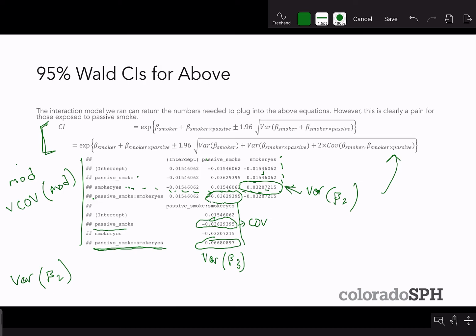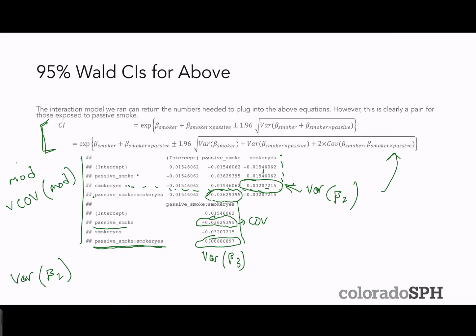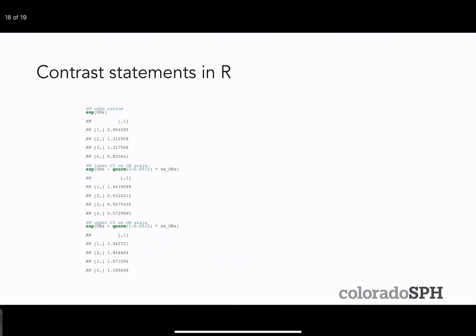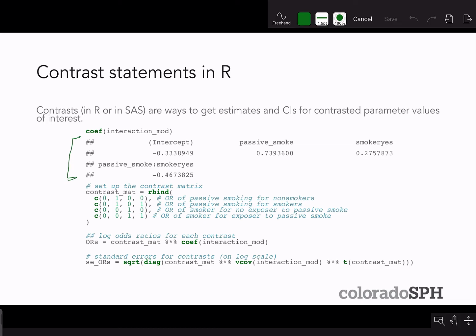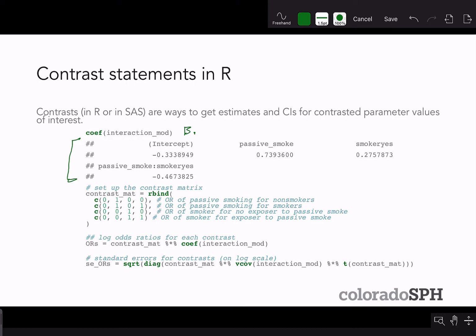But clearly this is kind of complicated and a bit of a pain to do by hand. So an alternative to that is using what are called contrast statements. Both R and SAS have ways to get estimates and confidence intervals for contrasted parameter values of interest using these so-called contrast statements. So the way that works is, take the coefficients from your model. In this case, this is beta 0, beta 1, beta 2, and beta 3.